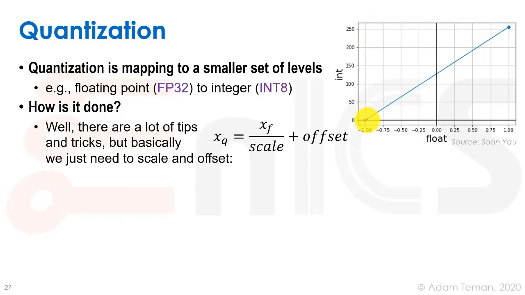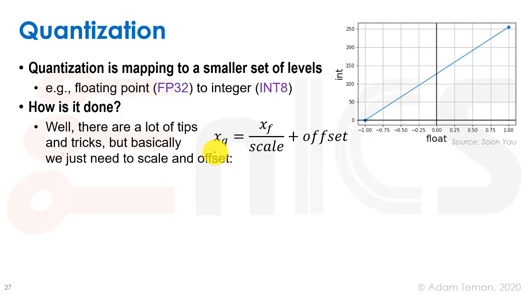So what we're going to do is draw a line between the minimum integer level and the minimum real level, to the maximum integer level and the maximum floating point level. We're just going to put a straight line between, and then each integer level here will represent its representative floating point level down here below.